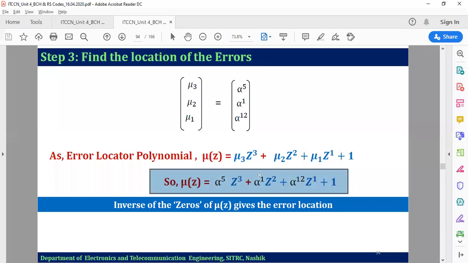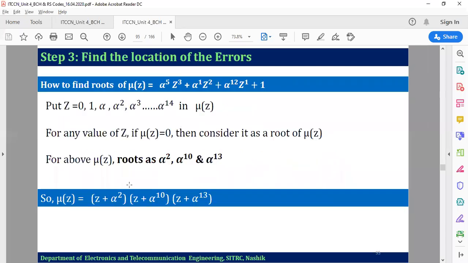Then how to find the roots of this mu z? So this is the way to find out the roots of mu z having degree 3. You'll put z equal to 0, 1, alpha, alpha square, step by step up to alpha 14 in mu z. And for any value of z, if mu z comes as 0, then you will consider that value, in terms of alpha, as a root of mu z. So this is a lengthy procedure. So what is the process? How many elements are there in GF 2 raised to 4? 16 elements are there.